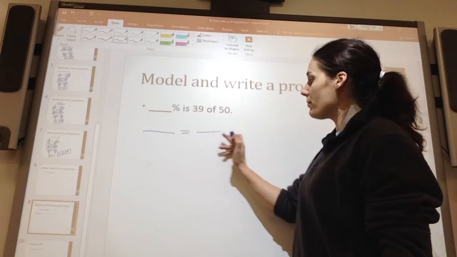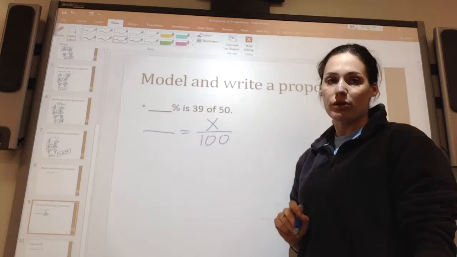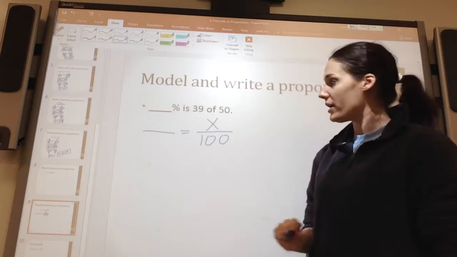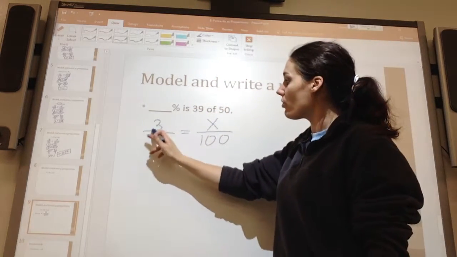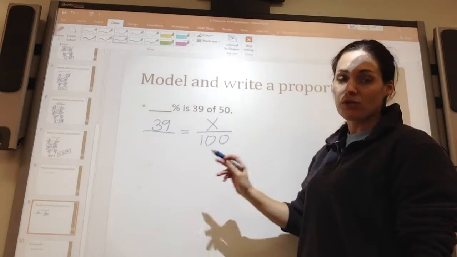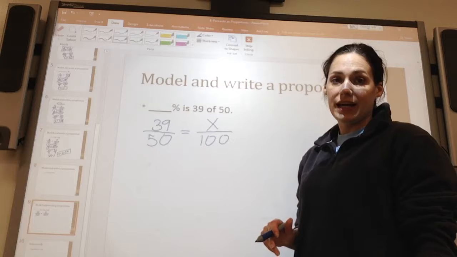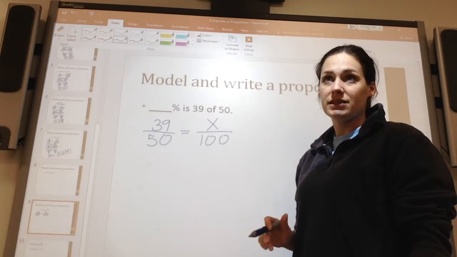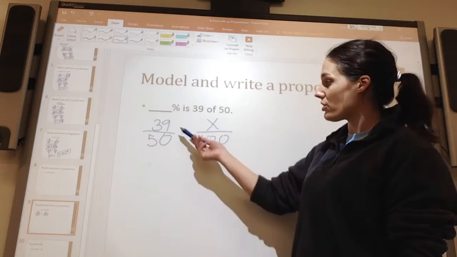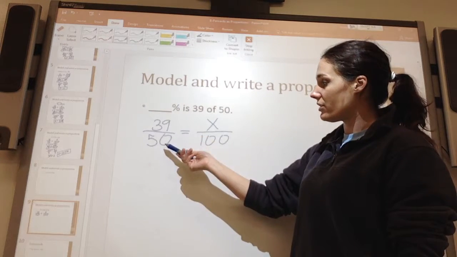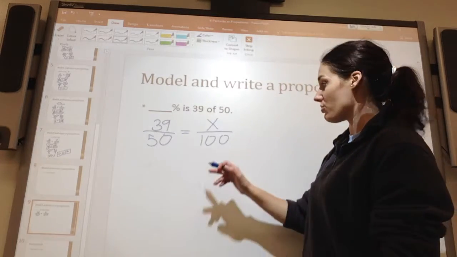So let me set this up. Put the 100 underneath there, blank percent. Okay, so I don't know the number above the 100, I don't know the percent part. Is 39 is the part. So that's there. Of 50, so 50 is the total. 39 over 50. And I don't think 39 over 50 can be simplified by anything, because the only thing that goes into 39 is 13, and 13 does not go into 50. So I think we gotta use our calculators and get through this one that way.